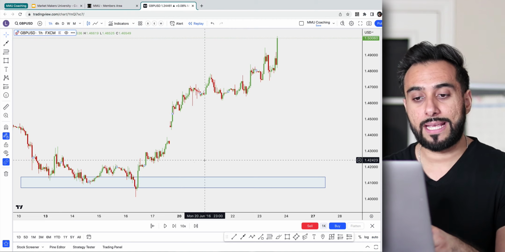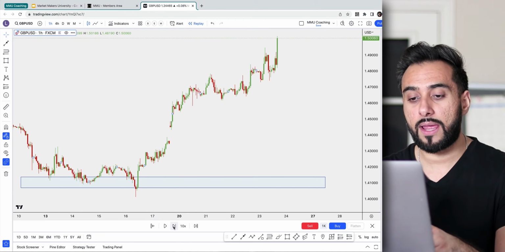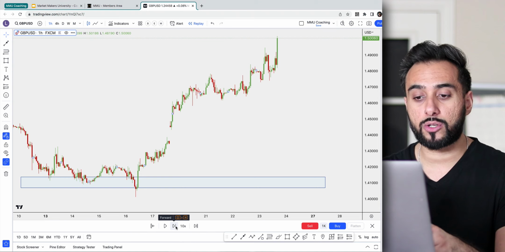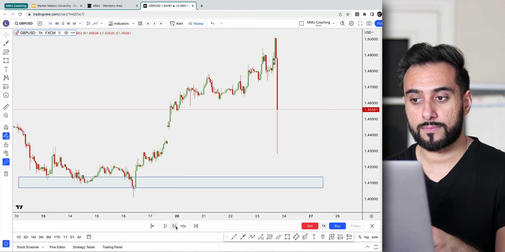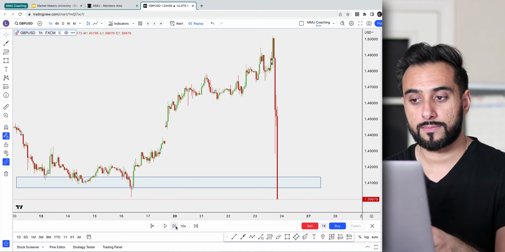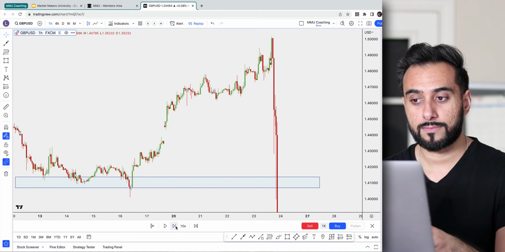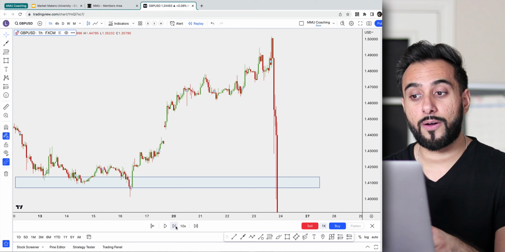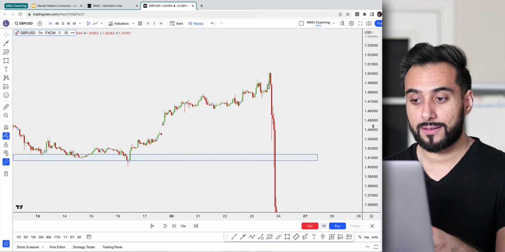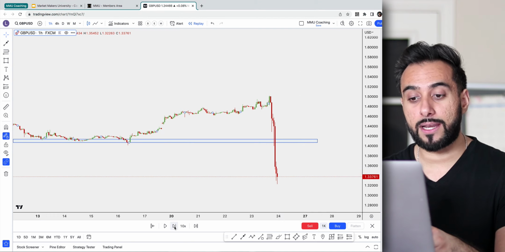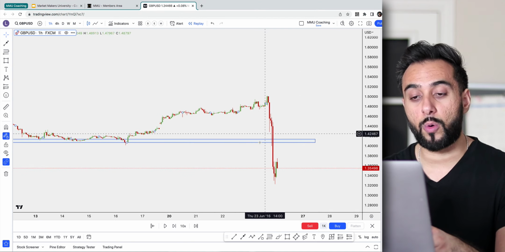So let's talk about another example. Here we have a support area right over here. And let me ask you, would you enter a trade with this type of price action? Probably not. There's a lot of very bearish candles. And if you entered a trade, that would have been a very sad trading day for you. So this is something that you do want to avoid.